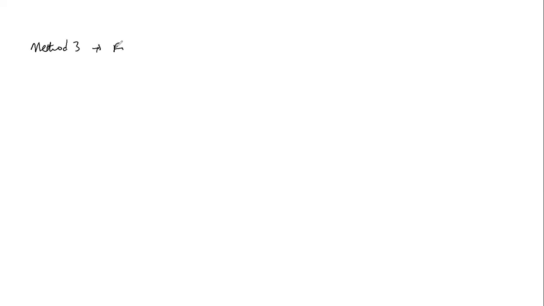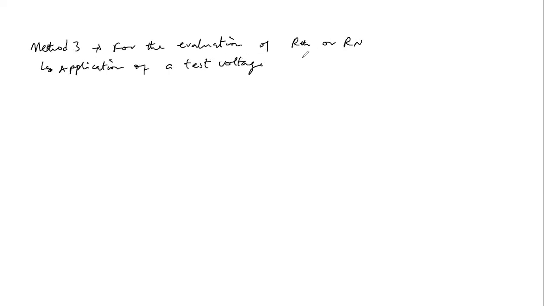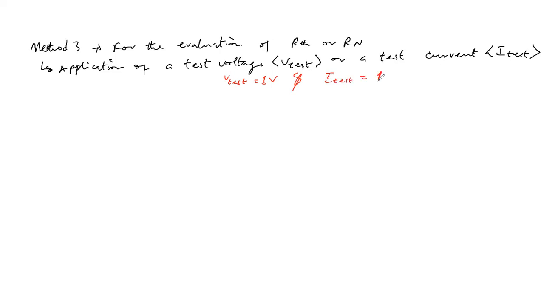Method three, for the evaluation of our Thevenin or our Norton equivalent. This has to do with the application of a test voltage, which is Vtest, or a test current, which is Itest, okay? So in this case, we assume that the Vtest is equal to 1 volt. In a similar vein, the Itest is the same as 1 ampere. Okay? So what are the steps?